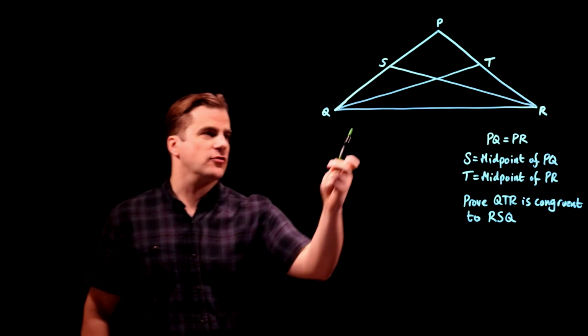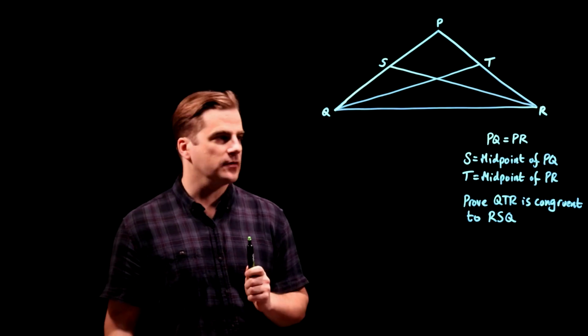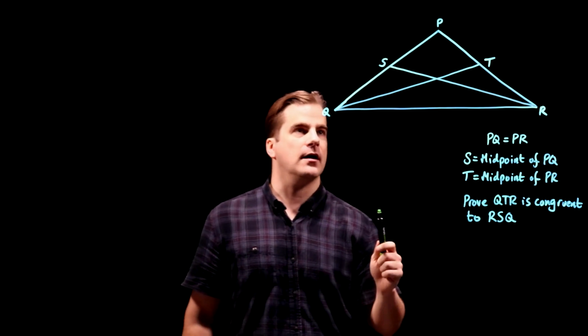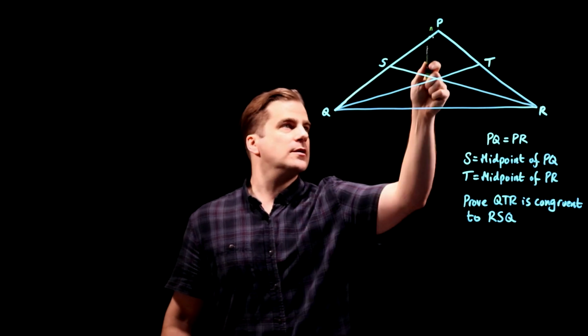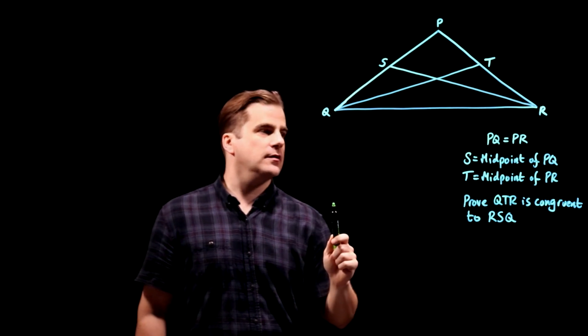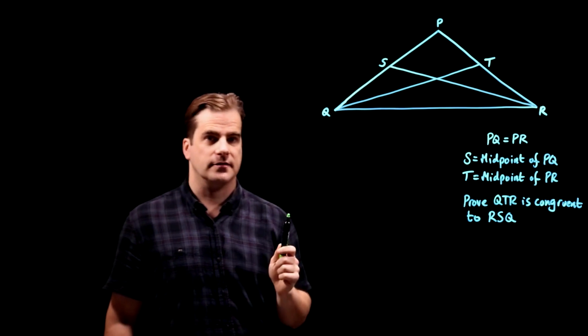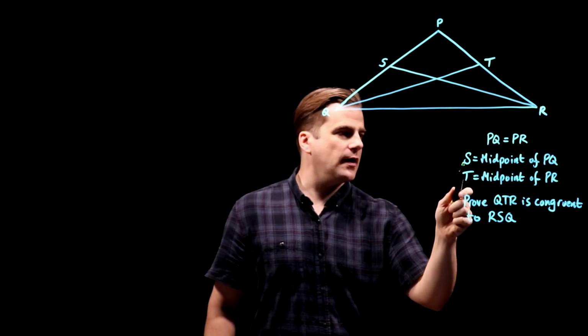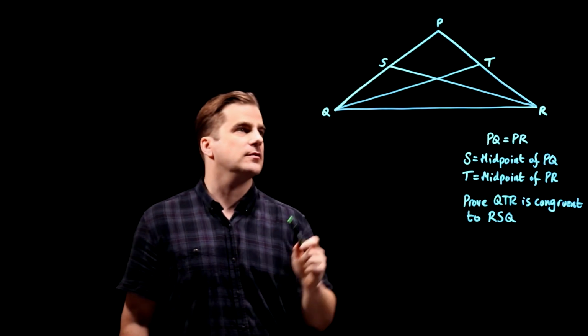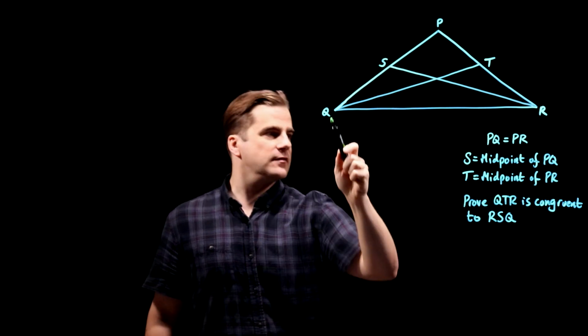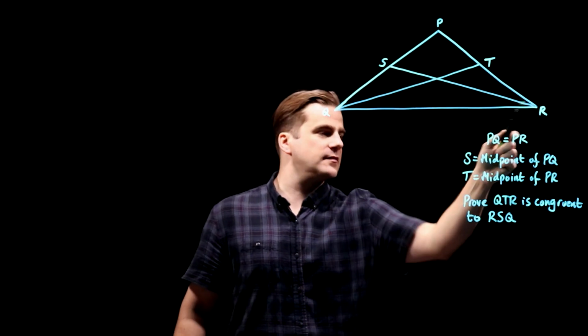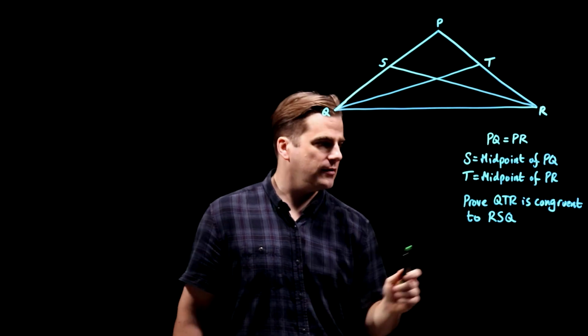Okay, we've been given this triangle and this is what we're told. PQ equals PR, so it's isosceles. S is a midpoint of PQ. T is the midpoint of PR.